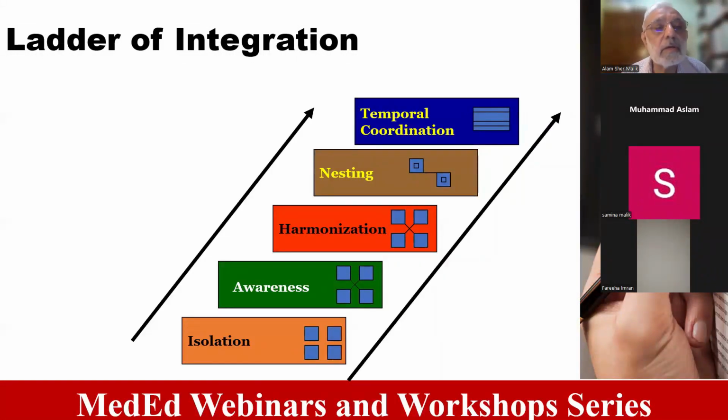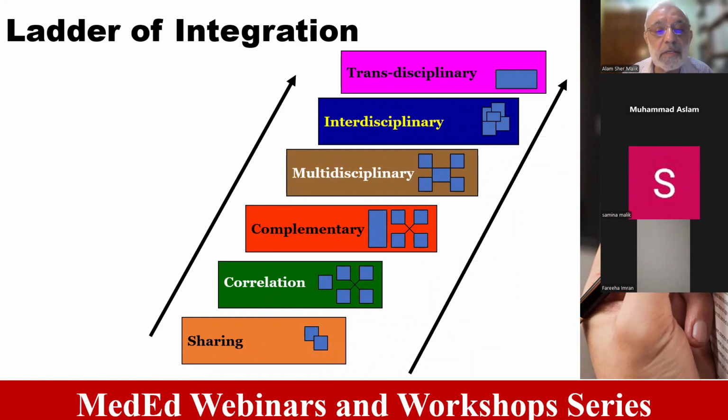Here are those 11 levels: isolation, awareness, harmonization, nesting. Temporal coordination is where the timetables are coordinated, followed by sharing, correlation, complementary, multidisciplinary, and interdisciplinary. Like we were talking about interdisciplinary, and then the transdisciplinary, which is the highest level of integration, means where the borders of the departments are not respected anymore, and it goes across the disciplines.